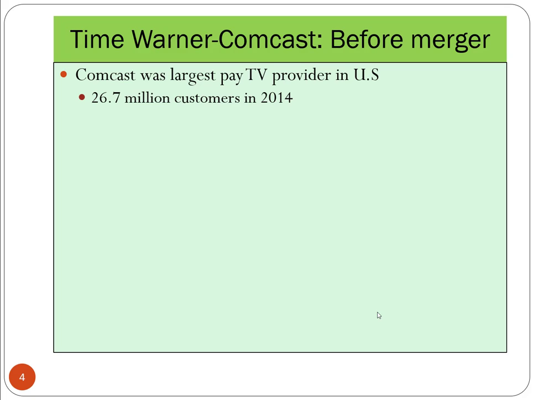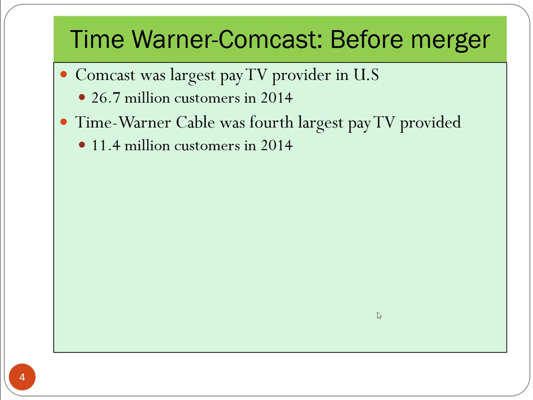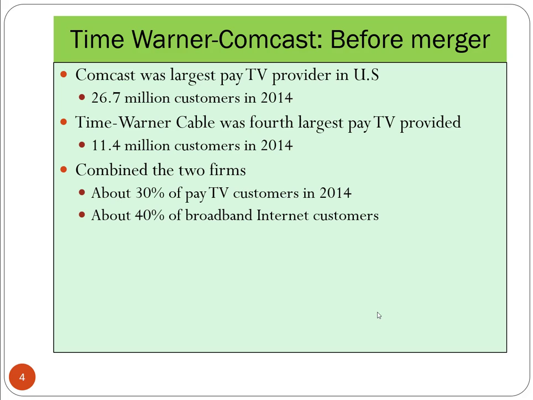So to give you an example, let's talk about a case. So this is a famous case. This was from 2014. Comcast was the largest pay TV provider in the United States. It had $26.7 million. Time Warner Cable was the fourth largest pay TV provider, and it had 11.4 million customers. Now there are other TV providers who are also large, DirecTV for example, and so these aren't the only cable companies, but for pay TV they were big players, especially Comcast.